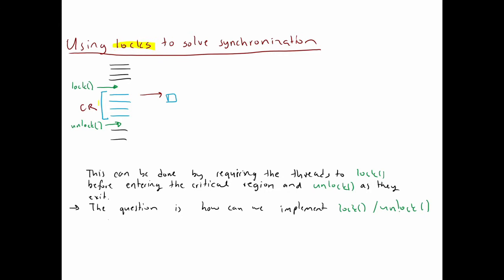And the idea is, if this is my critical region, like here, this is where I update my shared variable, then what I do is I put a lock before entering the critical region, and I put an unlock after exiting it. Now, this looks like an easy thing to implement, but we have to realize that this is very difficult. What we have to do is, how do we implement this lock and unlock? This is not a straightforward problem.